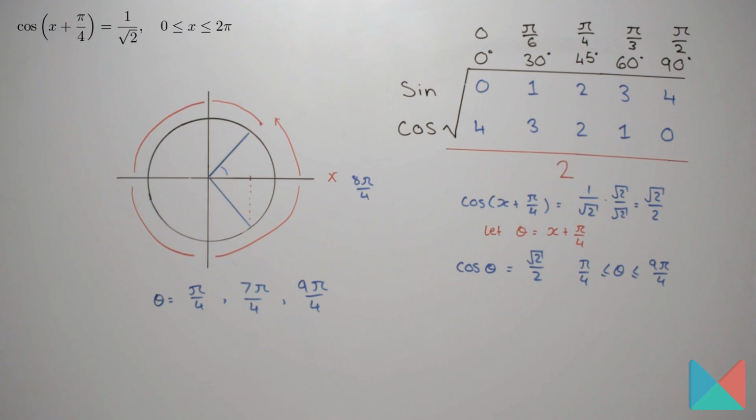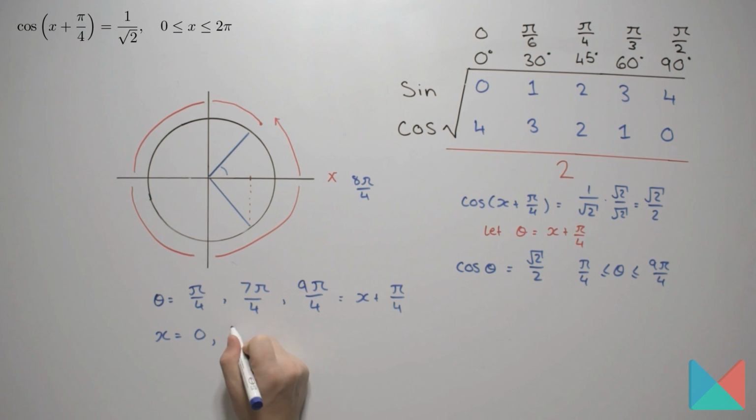And now that we found our solutions for theta, we can resubstitute and solve for x. So we know that theta is equal to x plus pi on 4. And we can take the pi on 4 to the other side to solve for x. So we get x equals pi on 4 take pi on 4, which is going to be 0 radians. And then we get 7 pi on 4 take pi on 4, which is going to be 6 pi on 4 radians, which can be simplified into 3 pi on 2.